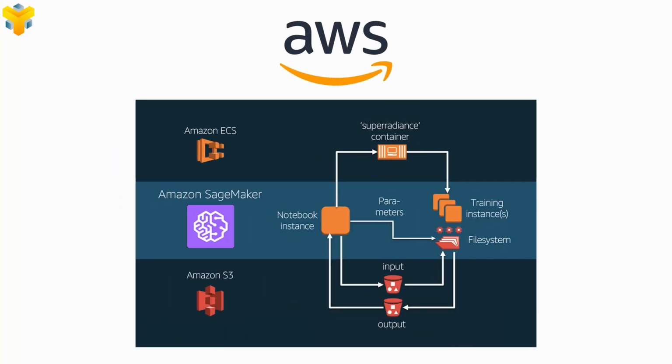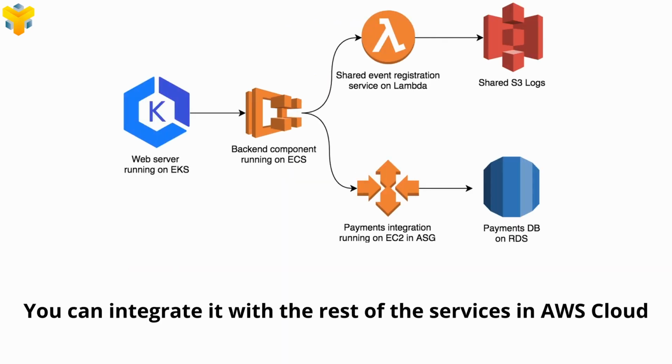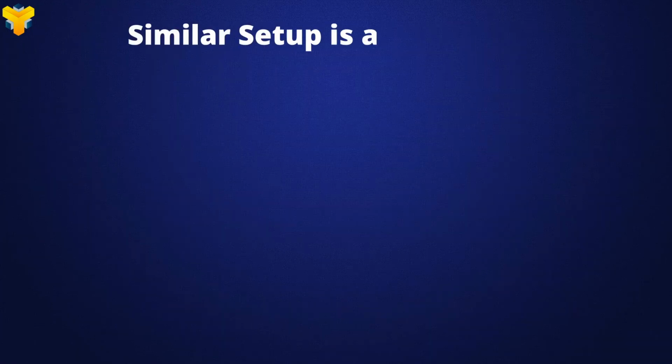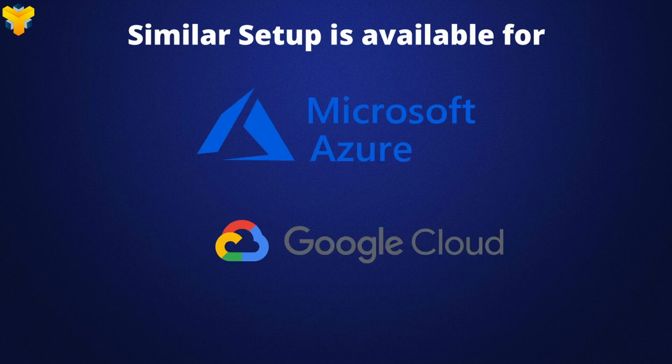For instance, AWS provides a dedicated machine learning environment for data scientists. This is called SageMaker. The best part is you can integrate it with the rest of the services in the AWS cloud, for instance, SageMaker with Lambda services. A similar setup is available for Azure and GCP as well.